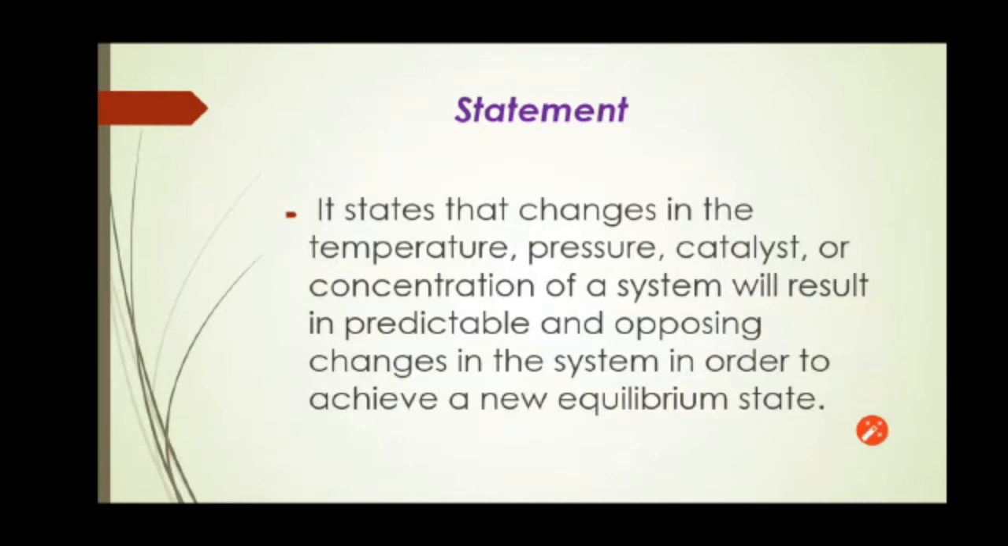Have a look at the statement of the Le Chatelier principle. The principle states that change in the temperature, pressure, catalyst, or concentration of a system will result in a predictable and opposing change in the system in order to achieve a new equilibrium state. It means that whenever a chemical reaction or a system is at equilibrium, and at this stage we disturb the equilibrium by changing any one of the following conditions, the system will rearrange and attain a new equilibrium according to the new conditions.